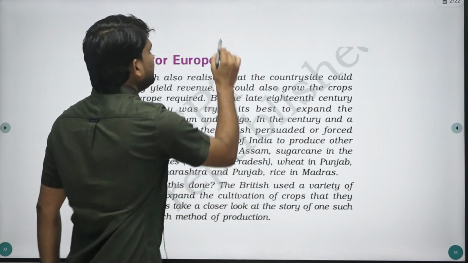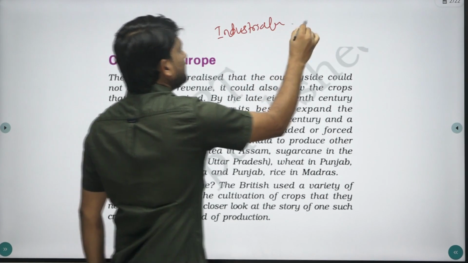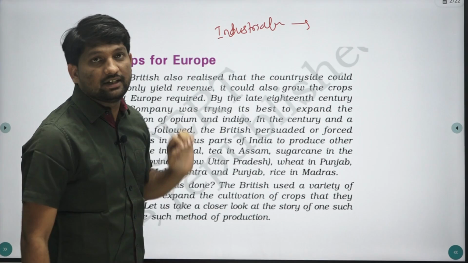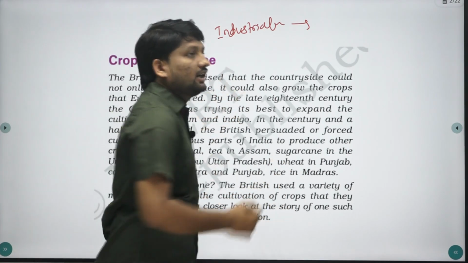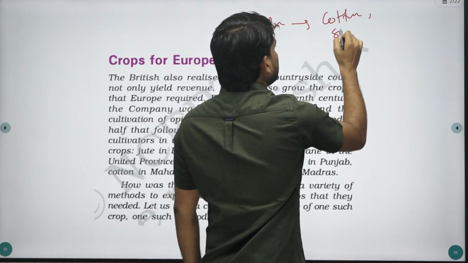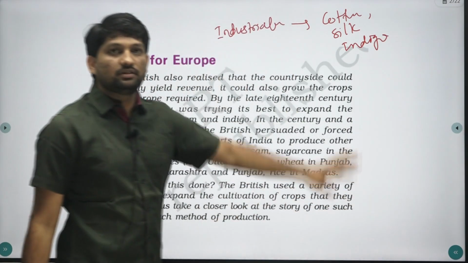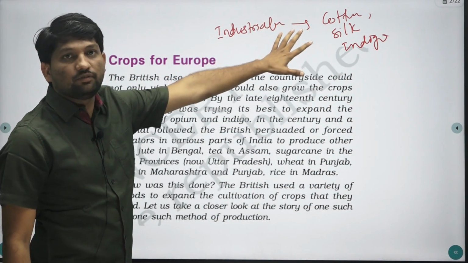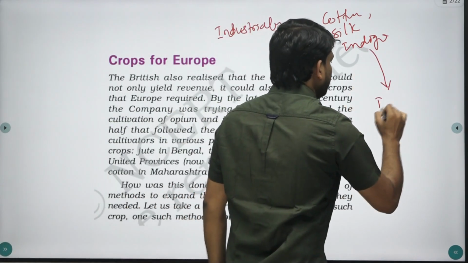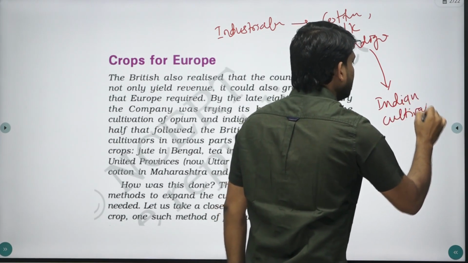No, during the 18th century, there was industrialization. Because of the industrialization, many industries were set up in the European countries, particularly in England. So they needed some raw material. If you consider agriculture, cotton or silk or indigo, all these were required in the different industries of these European countries. So to supply these, they needed the support of Indian cultivators.